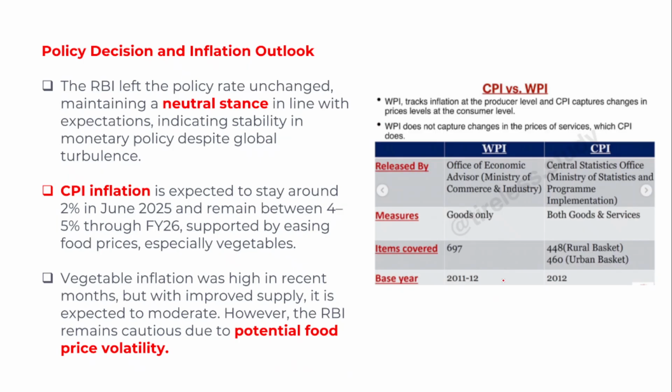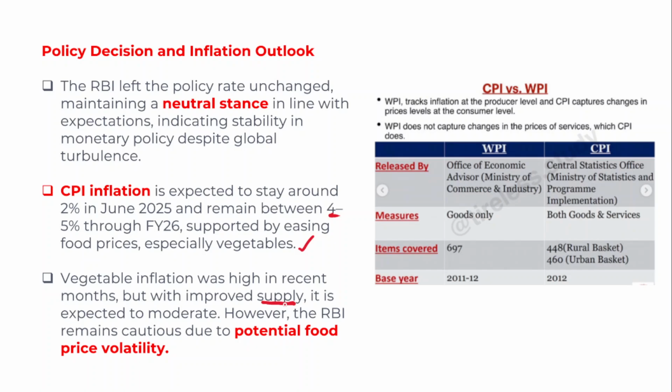So let's understand the policy decision and inflation outlook from the Monetary Policy Committee. The Reserve Bank of India left the policy rate unchanged. That means a neutral stance has been adopted, which is in line with expectations. So therefore, it indicates price stability or economic stability despite global turbulence or global uncertainty. So this actually represents the confidence in the Indian economy. However, consumer price inflation is expected to stay around 2% in June 2025, and it would remain between 4 to 5% through financial year 26, thereby easing food prices, especially vegetable prices. And in fact, vegetable inflation was also high in recent months, but with improved supply.